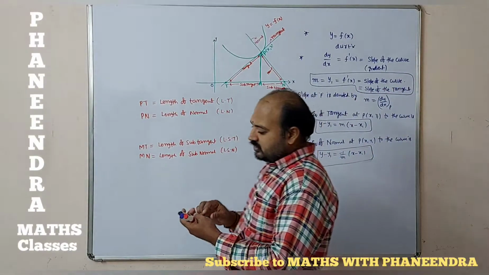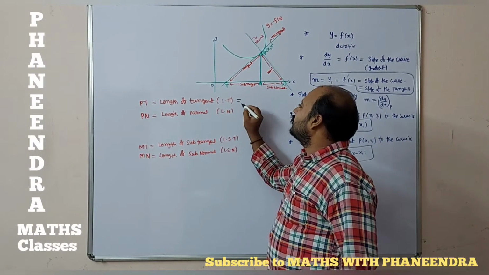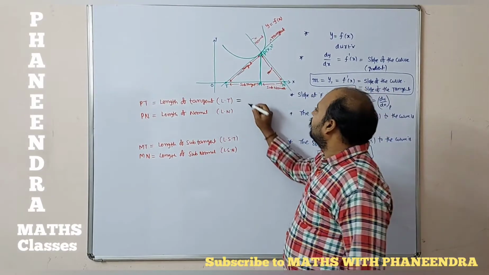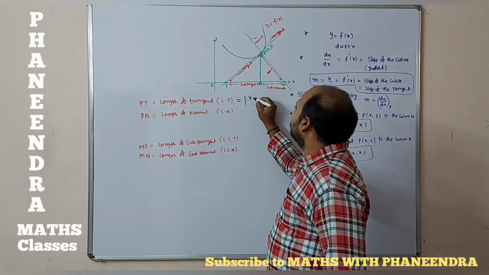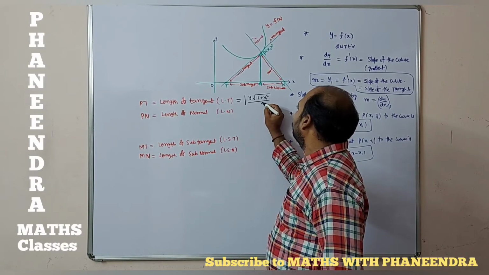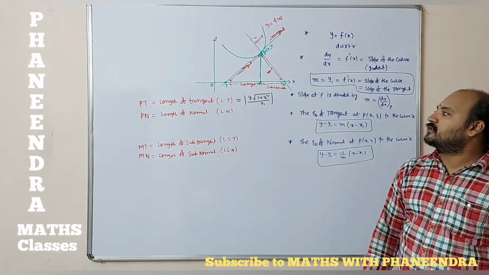Now come to length of tangent. Length of tangent is denoted by LT. From here to here it is the length of tangent. Mod y into root of 1 plus y1 square divided by y1. This is the formula to calculate length of tangent.